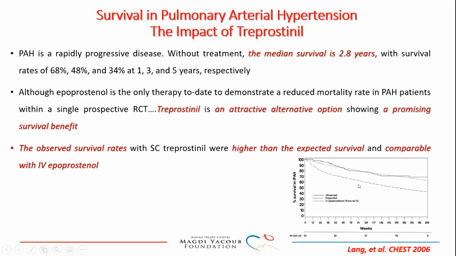In this graph, the dashed line shows the expected survival rates of PH patients without treatment. The dotted line shows the survival rates with IV epoprostenol, and the continuous line shows the survival rates observed with subcutaneous treprostinil. So actually, the observed survival rates with subcutaneous treprostinil were higher than the expected survival and very comparable to those observed with IV epoprostenol.